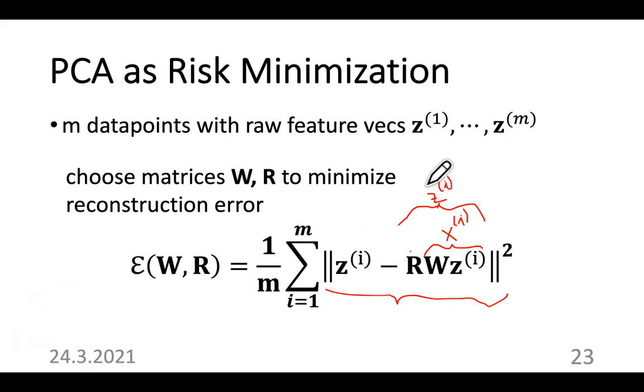So this is Z hat I. This is the reconstructed raw feature vector. And this is typically different from the original raw feature vector, so there will be an error. And what PCA does is it tunes, or chooses, or learns the compression matrix W and reconstruction matrix R to make this average reconstruction error as small as possible. So PCA is obtained as the solution of an optimization problem. In particular, the optimization problem is to minimize the reconstruction error.